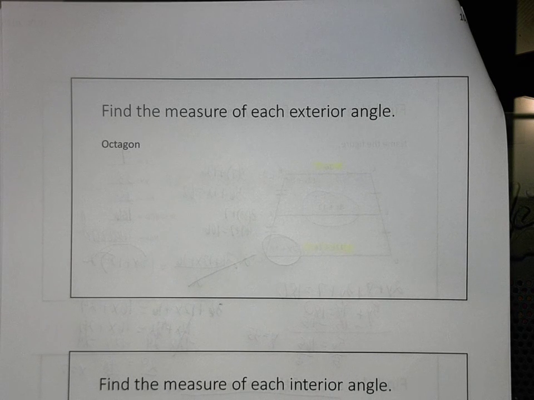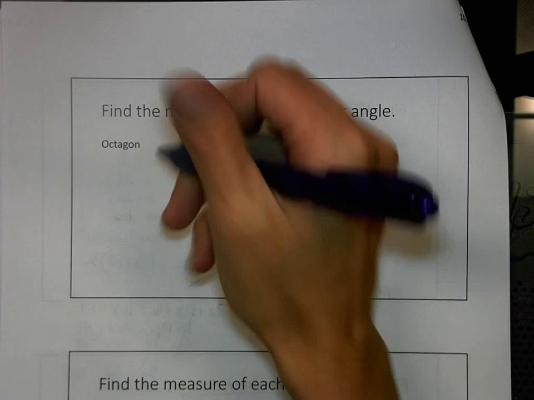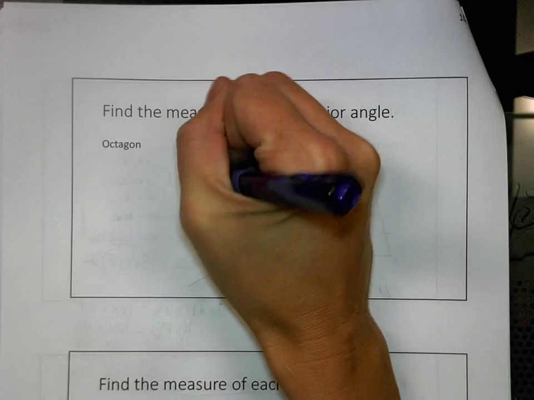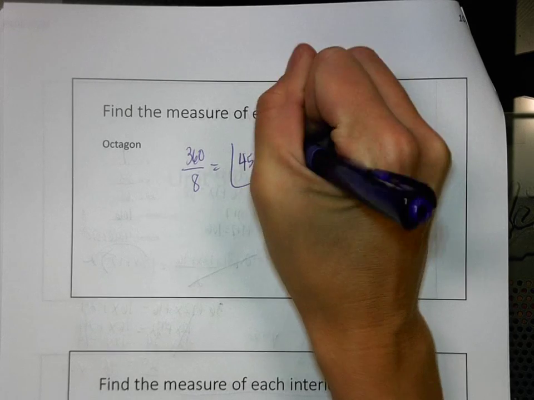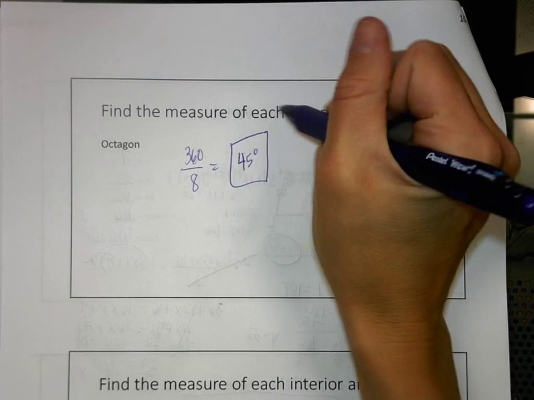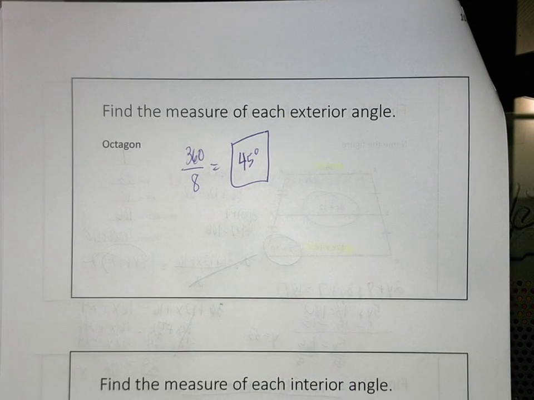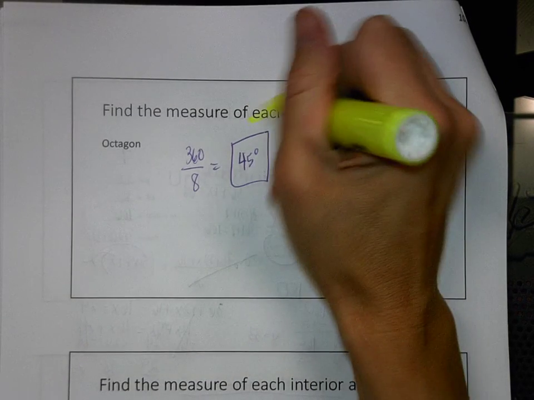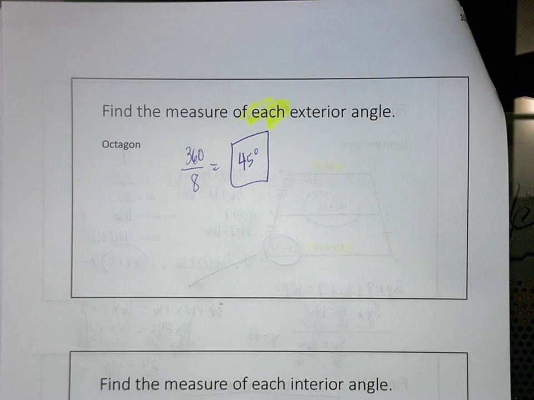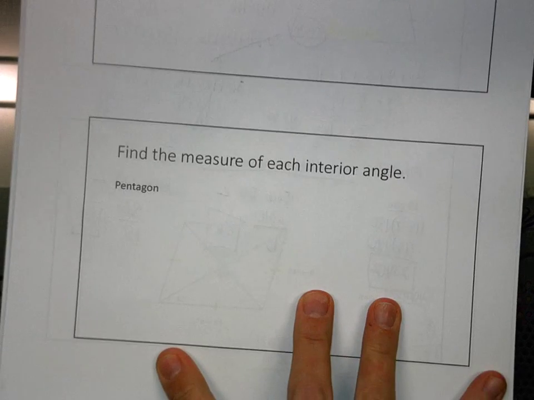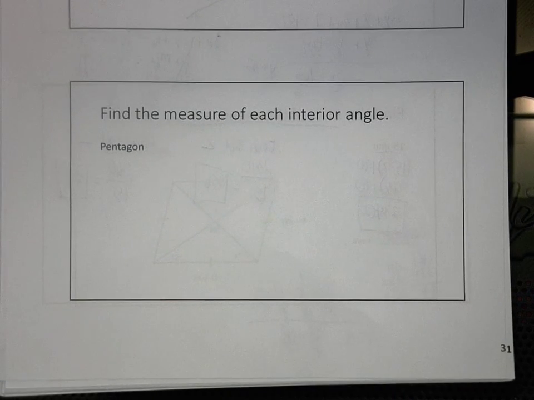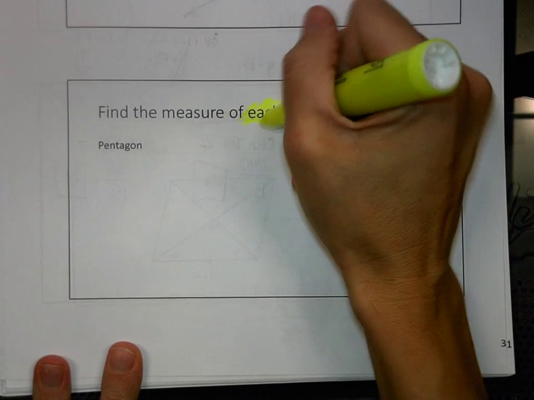Okay, so all we had to do on this one was take 360 and divide it by 8. And 360 divided by 8 is 45 degrees. So pay attention to whether it says the sum of exterior angles or each exterior angle. So each is when you're going to end up dividing. Okay, on this next one, notice it says the measure of each interior angle. So let's see what you get.